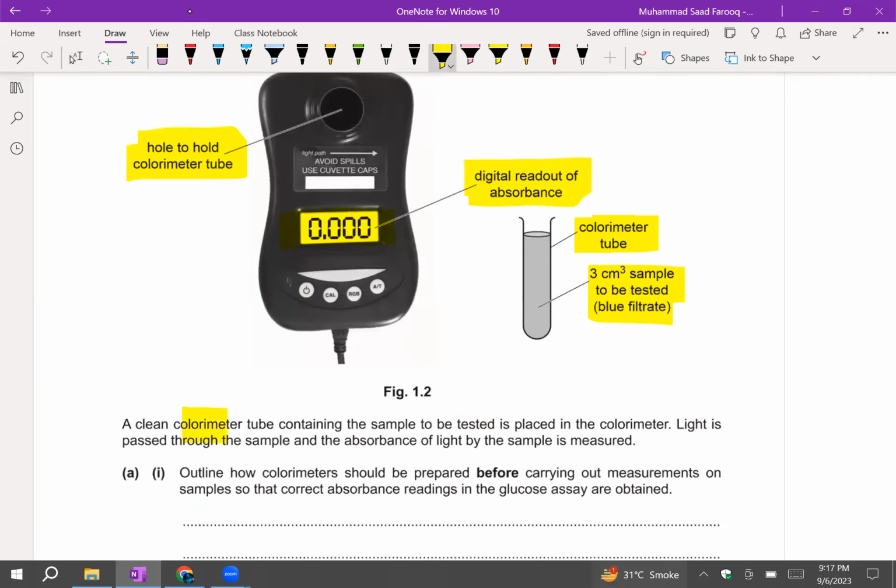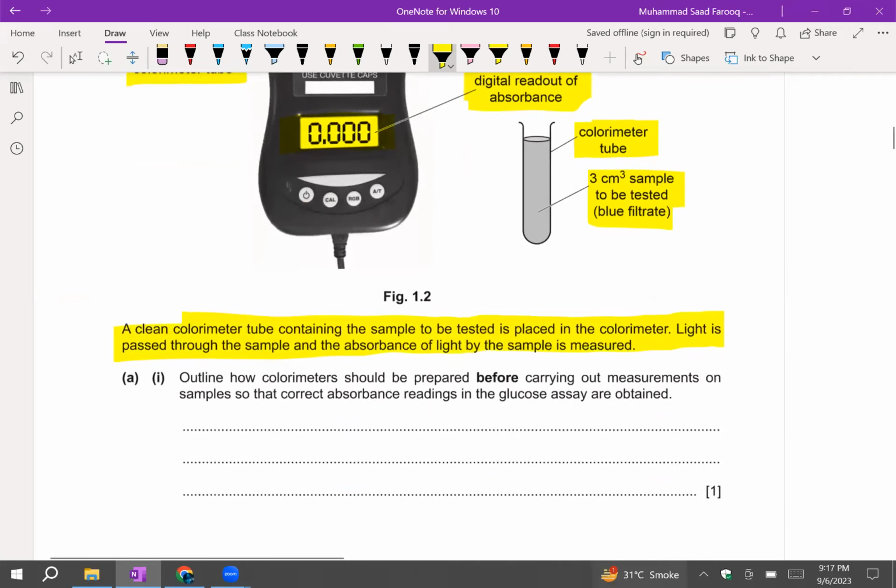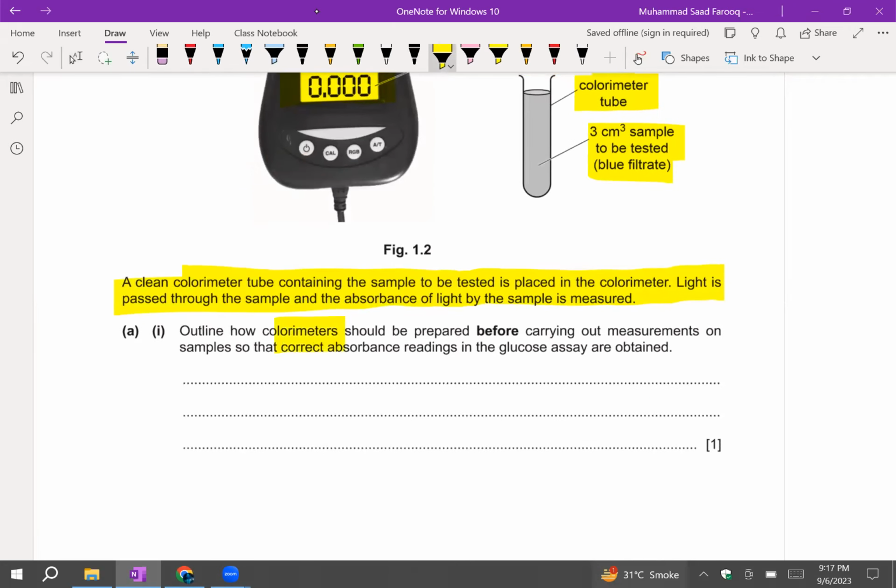A clean colorimeter tube containing the sample to be tested is placed inside the colorimeter and light is passed through the sample, and the absorbance of light by the sample is measured. Now they're saying outline how colorimeters should be prepared before carrying out measurements on samples so that correct absorbance readings are obtained. Now we need to answer this question.